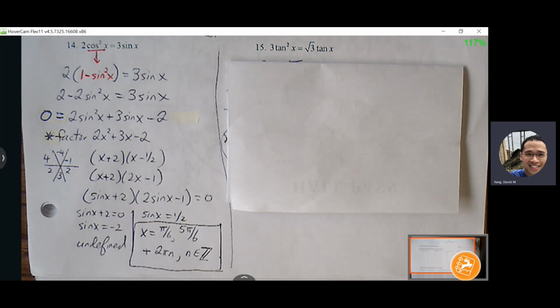Guys, I don't want us to forget about the multiple angle. So if you guys can find room for 16, we'll just do a quick one here. So if you guys can find room to try number 16, we'll go through that after we go through 15.